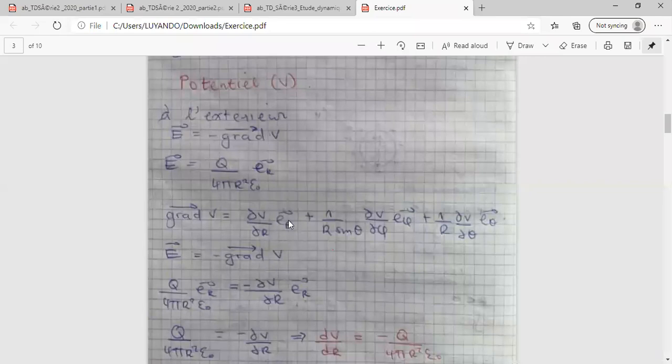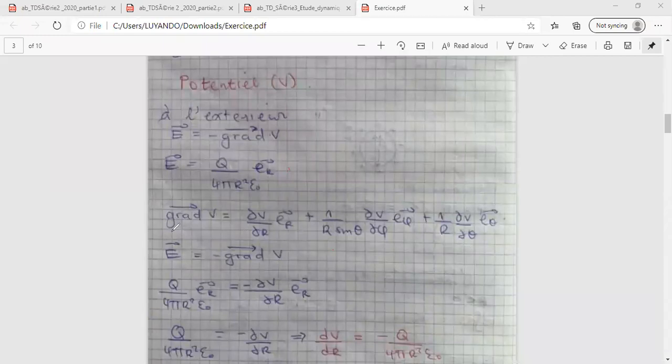Our field is only in the direction e_r. This is simply trying to tell us that, in our gradient expression, we have a component in the direction e_r, a component in the direction e_phi, and a component in the direction e_theta.